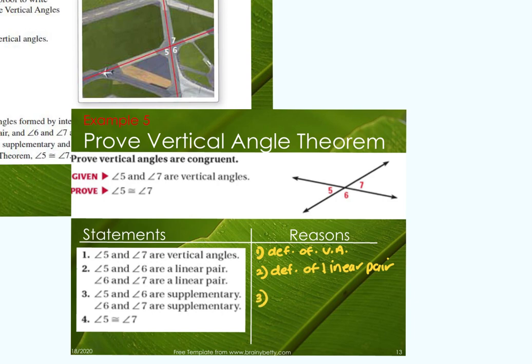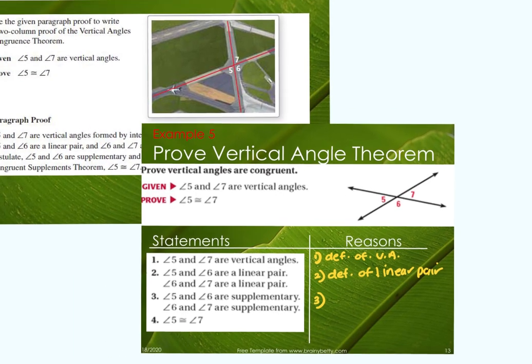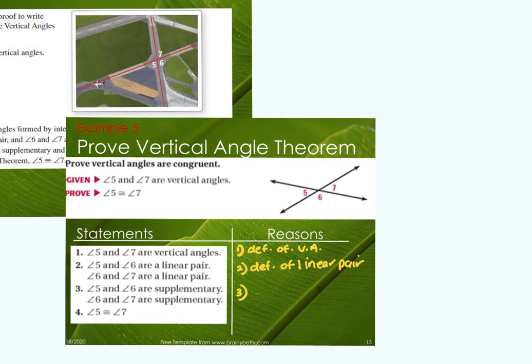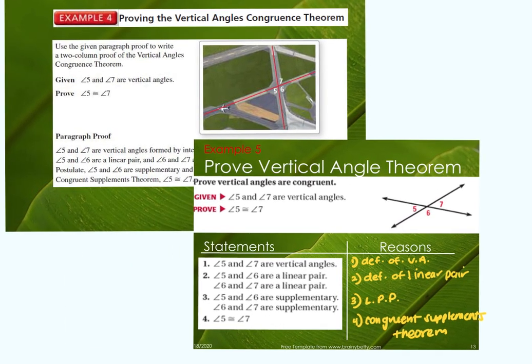3 says they are supplementary. So because they are linear pairs, it means they are supplementary, and that is the linear pair postulate. Linear pair postulate, we're going to abbreviate that as LPP. And 4, if 5 and 6 are supplementary and 6 and 7 are supplementary, then 5 is equal or congruent to angle 7. This is your congruent supplements theorem. The good news is you no longer have to ever explain that all the way out. You can simply say that they are congruent based on vertical angles theorem.